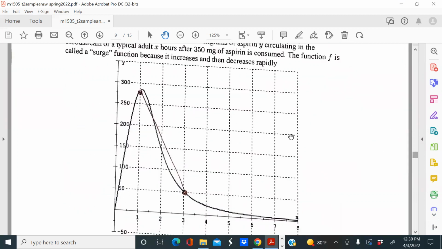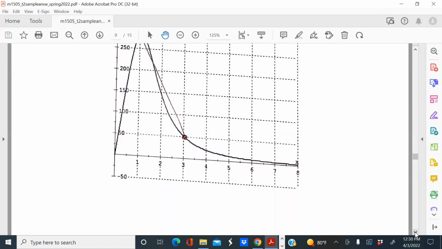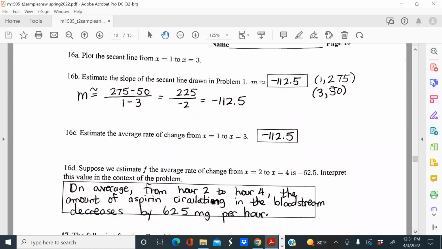So all I did here is try to estimate the coordinates of these 2 points. Of course, I know the x coordinates are 1 and 3. I also estimated the y coordinates of these 2 points. And then I just calculated the slope using those two points, right? I think I estimated the coordinates of the points on the curve, the endpoints of the secant line, as being (1, 275) and (3, 50). And then I just calculated the slope between those 2 points using the familiar slope formula, right? And so we get minus 112.5.